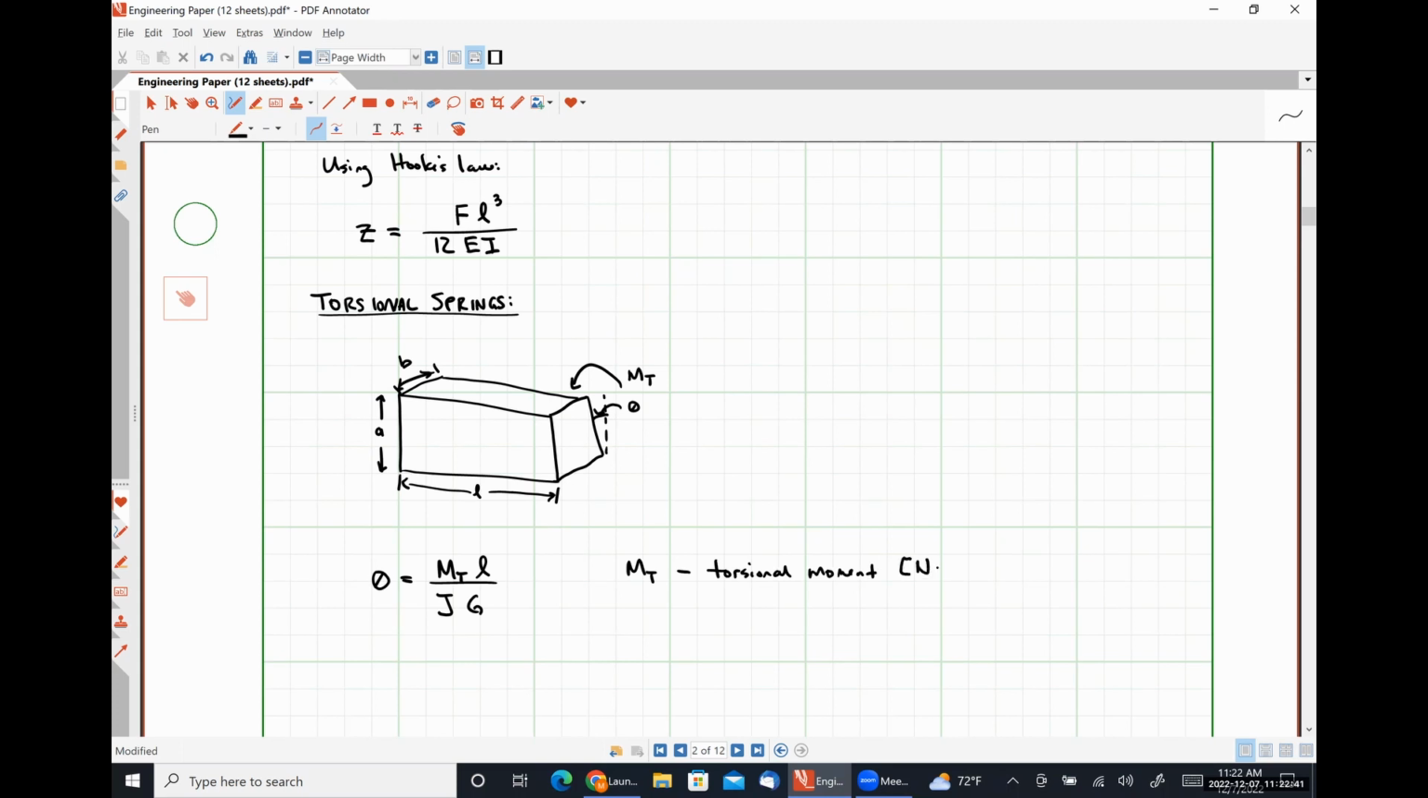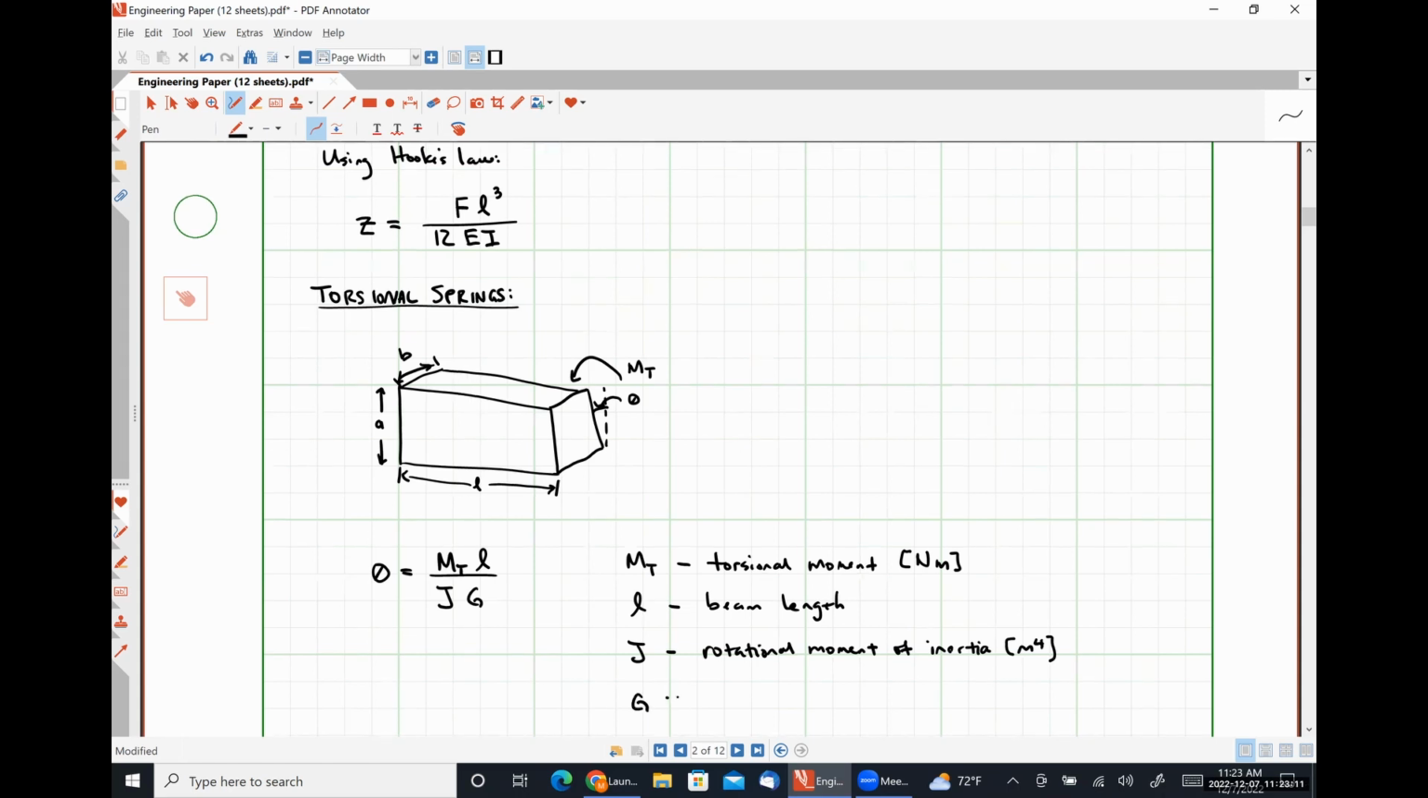Measured in Newton meters. L is our beam length. J is our rotational moment of inertia, measured in meters to the fourth power. And G is our shearing modulus of elasticity.